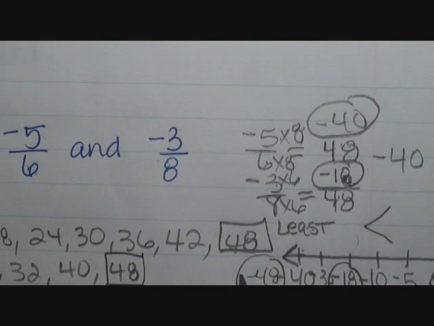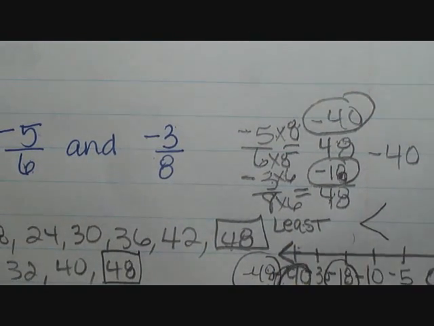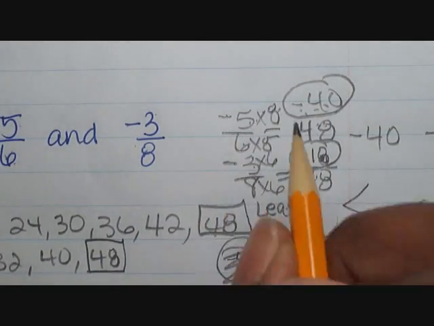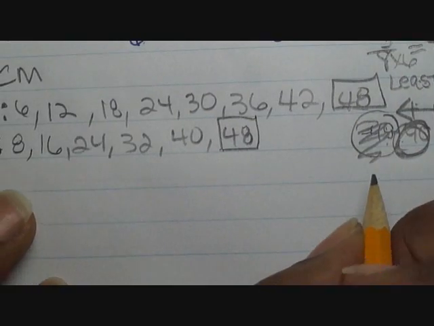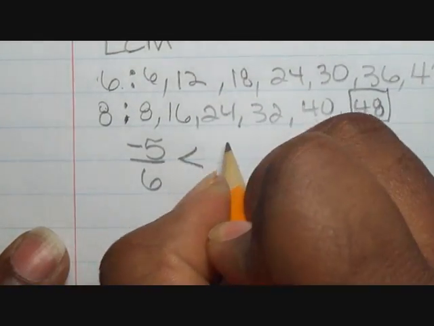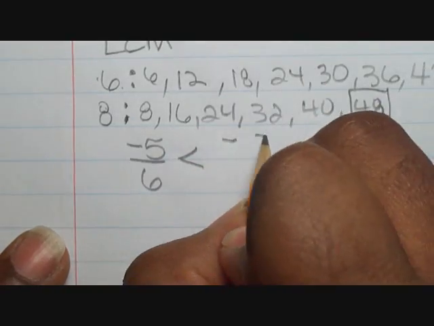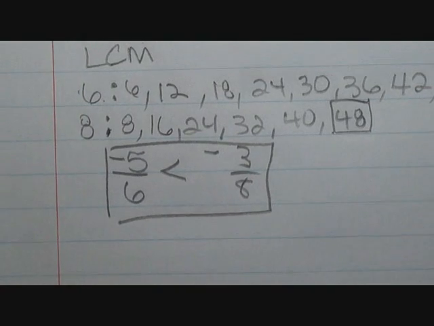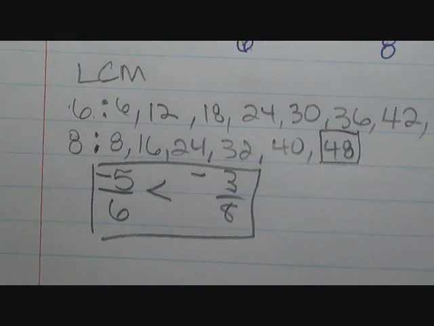So that negative 40 came from the fraction negative 5/6. I'm sorry, I said negative 48 earlier, that was supposed to be negative 40. That's okay. Negative 40 came from the fraction negative 5/6. So I can now write my number sentence. Negative 5/6 is less than negative 3/8. And that's my answer.